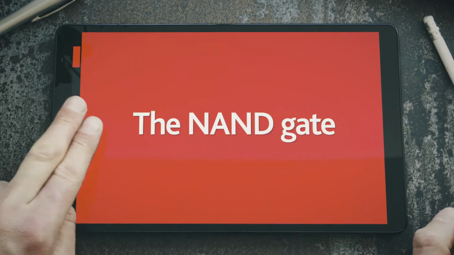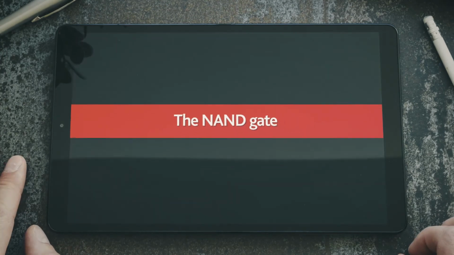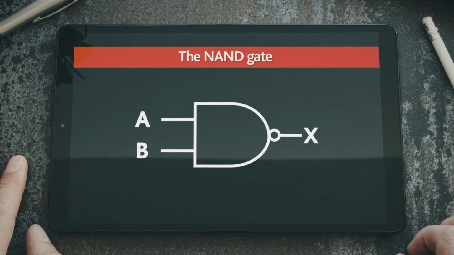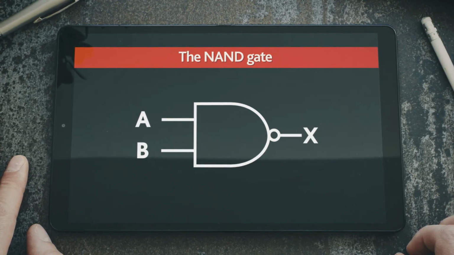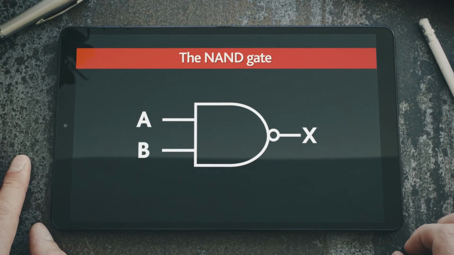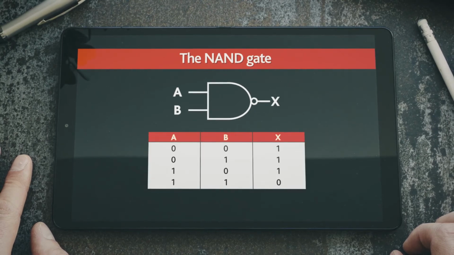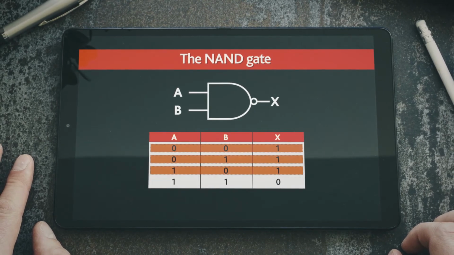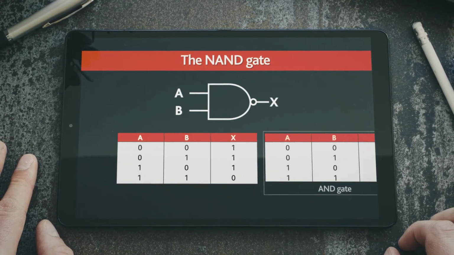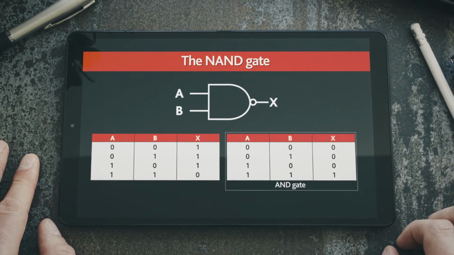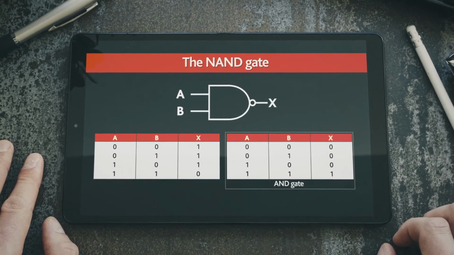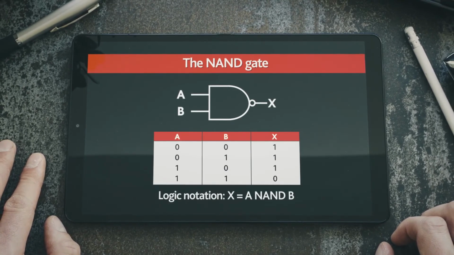Okay, let's take a look at the NAND gate. A NAND gate is an AND gate followed by a NOT gate. The output has the value false only when all its inputs have the value true. This is the same as saying its output has the value true only when not all of its inputs have the value true. This can be seen here in the truth table, where the only occurrence of where the output has the value false is where both inputs have the value true. If you look back here at the AND gate truth table, you will see that the outputs for the NAND gate are the exact opposite to the outputs for the AND gate. The logic notation for the NAND gate is shown here.